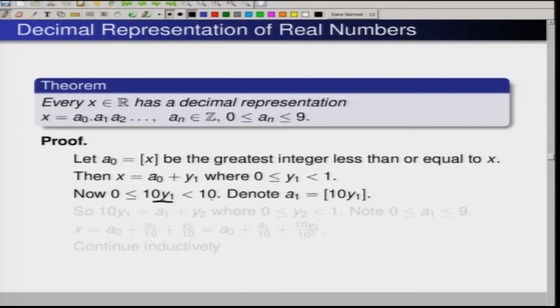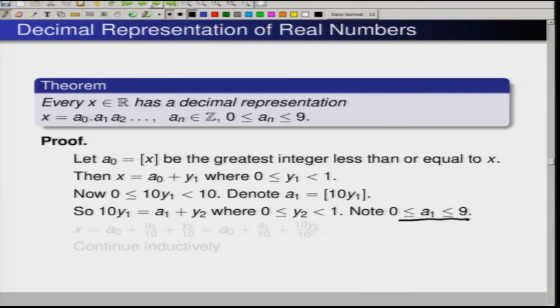Now, take the greatest integer of 10 y 1, and denote it by a 1. Then 10 y 1 is equal to a 1 plus y 2, where y 2 is a non-negative number which is strictly less than 1. Now, this a 1, because 10 y 1 is less than 10 and a 1 is the bracket of 10 y 1, what are the possible choices? 0, 1, 2, 3, 4 up to 9. So, a 1 is between 0 and 9.